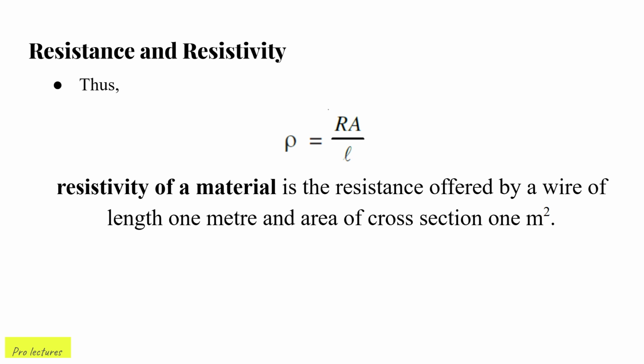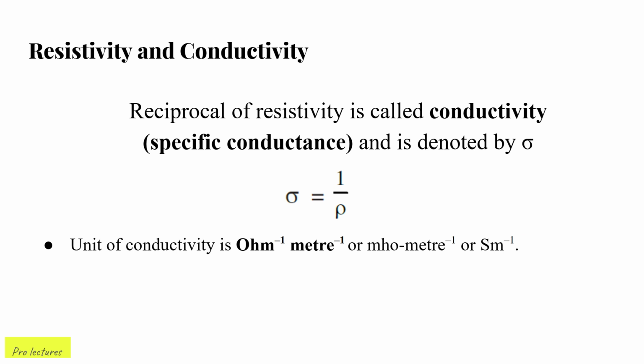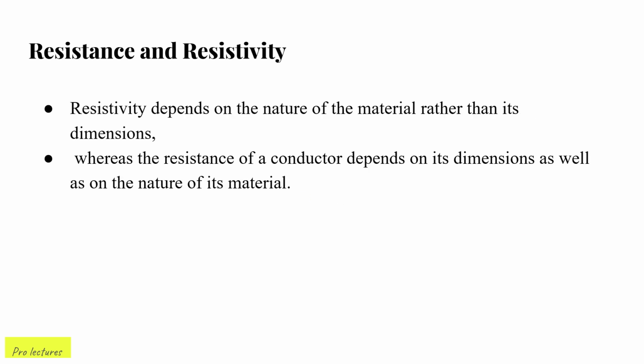The resistivity is a property of the material itself. It is the resistance offered by a wire of length 1 meter and area of cross section 1 meter square, and it's measured in ohm meter. On the flip side, the reciprocal of resistivity is called conductivity, sigma, and the unit is Siemens per meter. Resistivity depends on the nature of the material rather than its dimensions, whereas resistance of a conductor depends on its dimensions as well as the nature of its material.